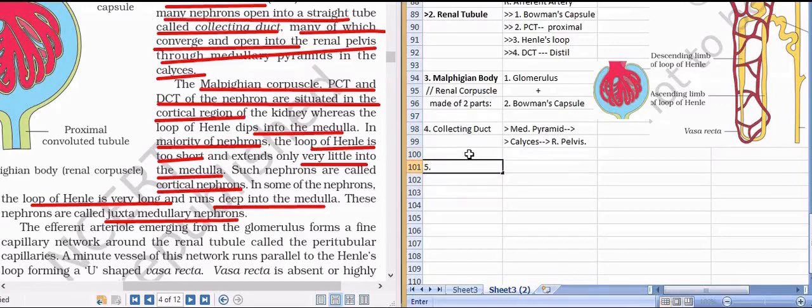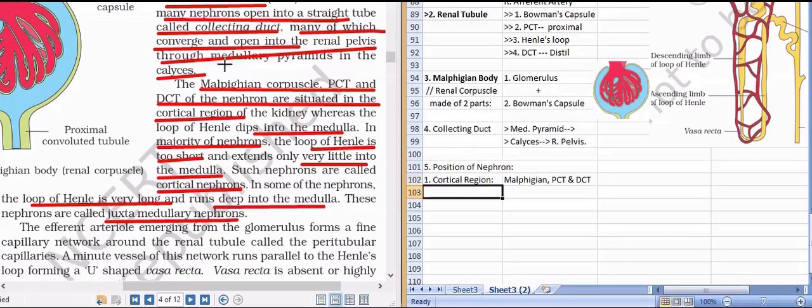Fifth, you can say types of nephron, or position of nephrons. In the cortical region, what will be there? Malpighian corpuscle, PCT, and DCT. These three will be there.